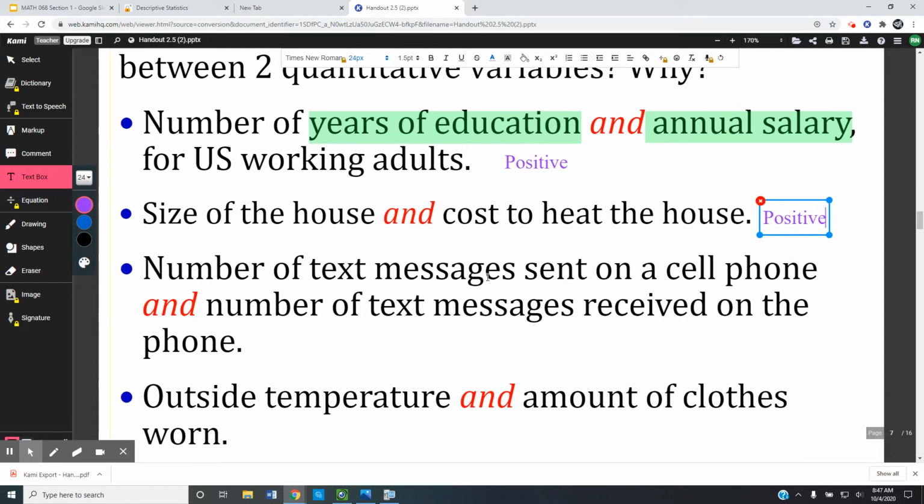The number of text messages sent on a cell phone and the number of text messages received on a cell phone. If you never send a text message, you probably won't get very many text messages. You'll get some, you'll get spammed, but if you are sending text message after text message after text message, you're probably going to receive a lot of text messages. So there should be a positive correlation between these two.